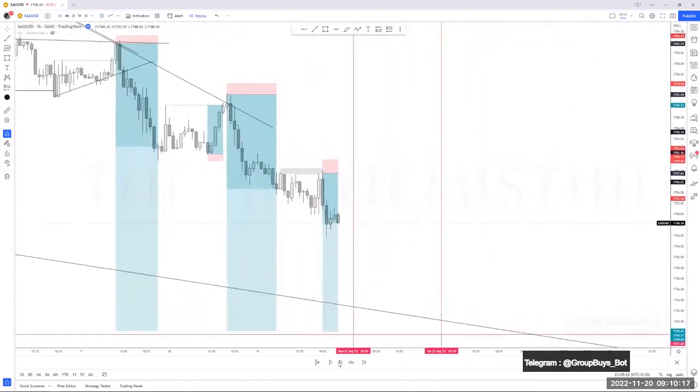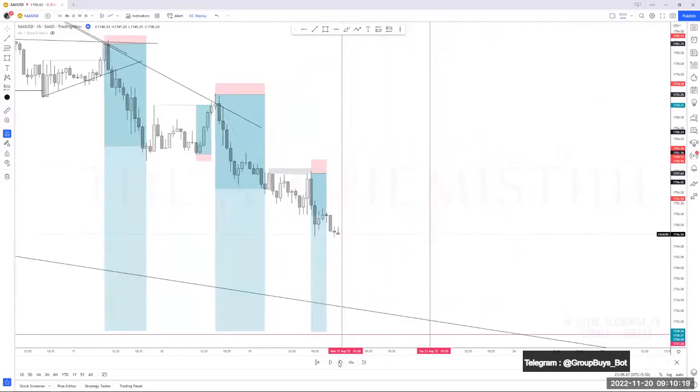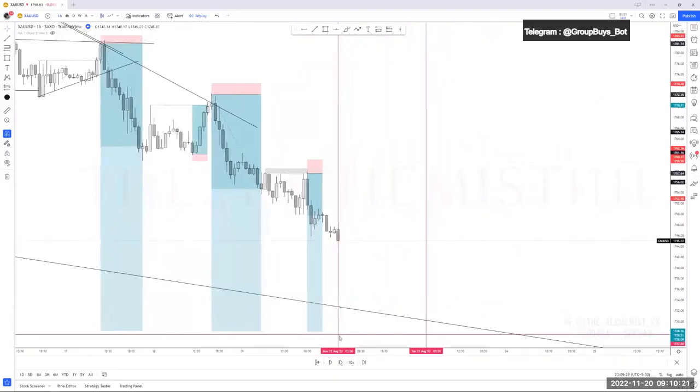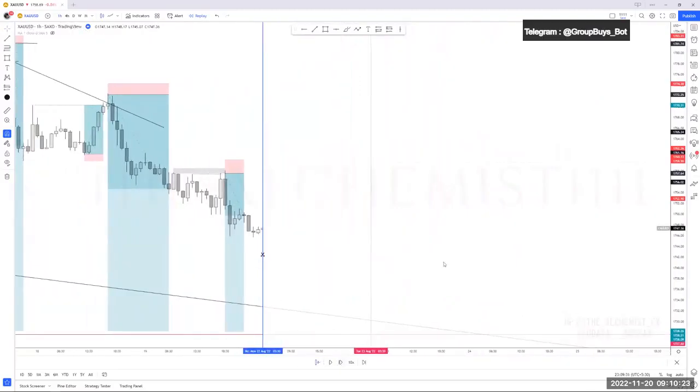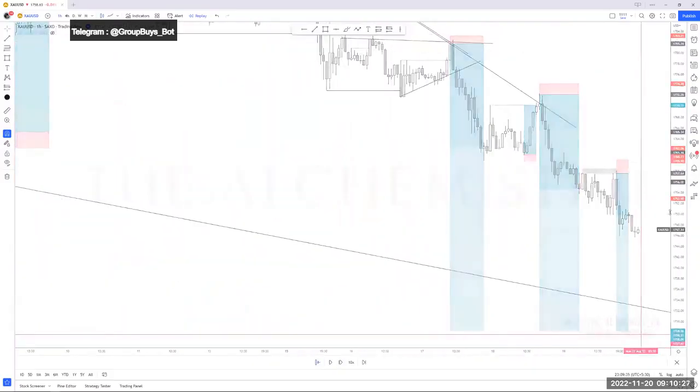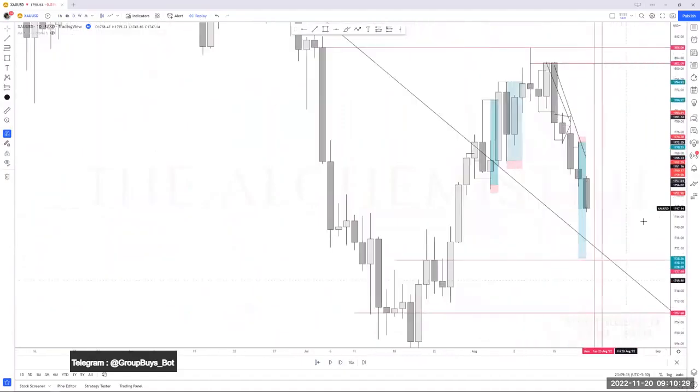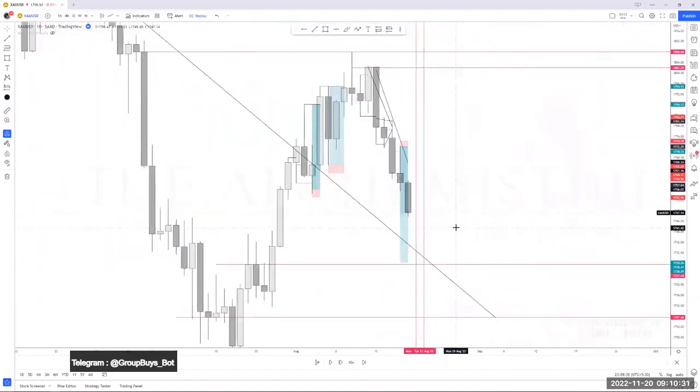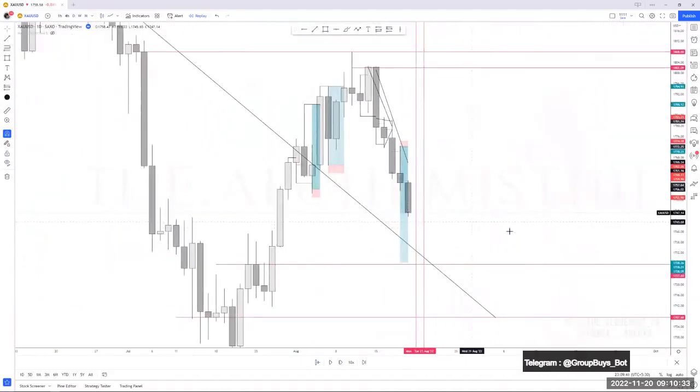So let's wait. A new day is about to begin. Where can we start from? From the daily time frame once again. Yes, let's start from the daily time frame. What are the next daily zones of interest we have? What are the next zones we have?